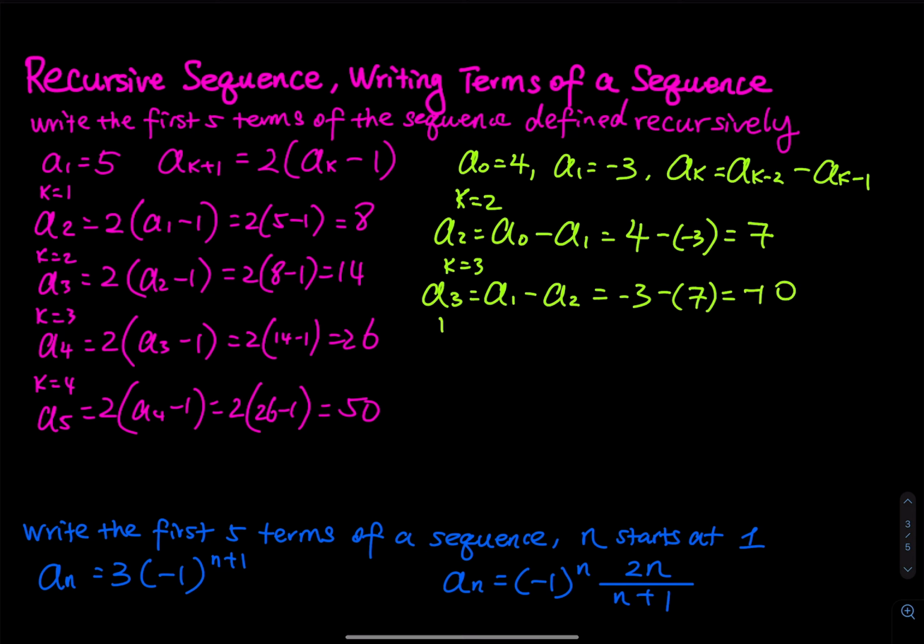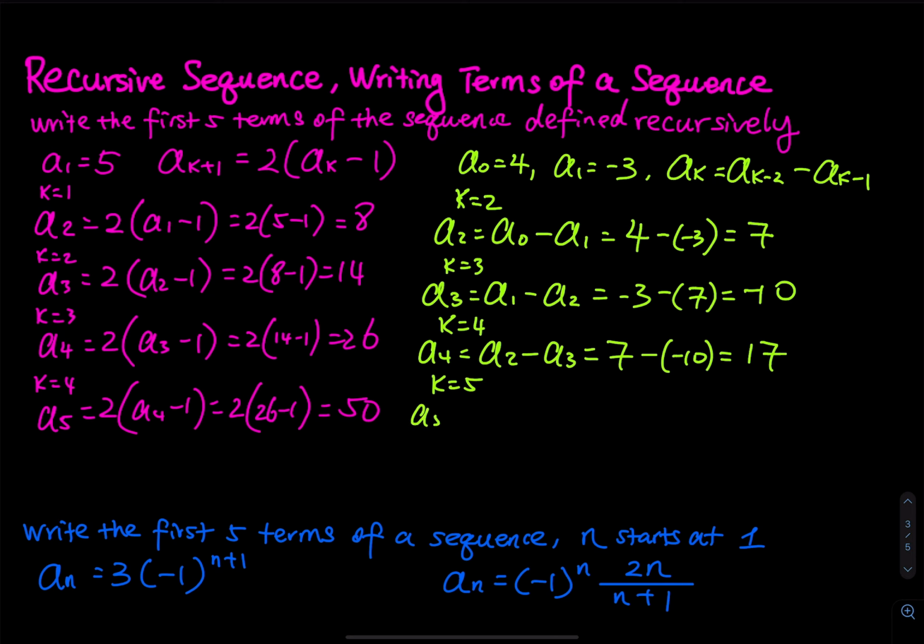Good. k equals 4, so a of 4 equals a of 2 minus a of 3. a of 2 is 7. a of 3 is negative 10, so we have 7 minus negative 10, which is a plus, then we have 17. And then the last term, k equals 5, we have a of 5, that is equal to a of 3 minus a of 4. a of 3 is negative 10.